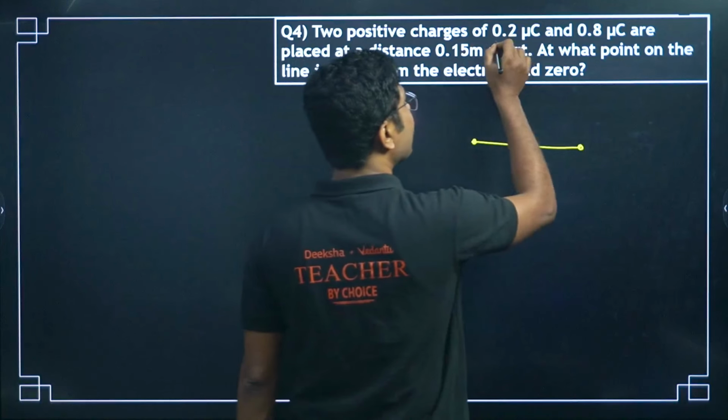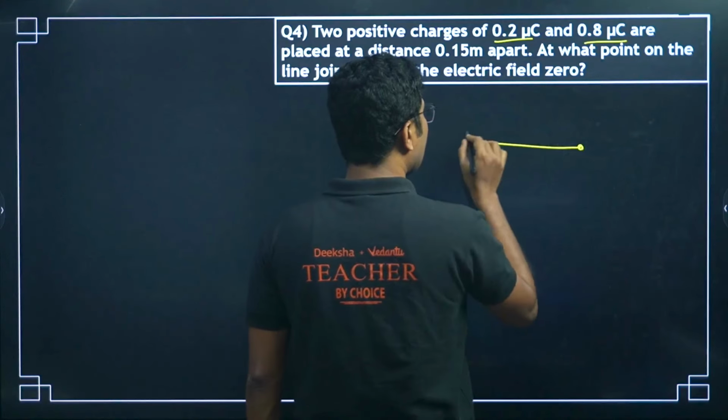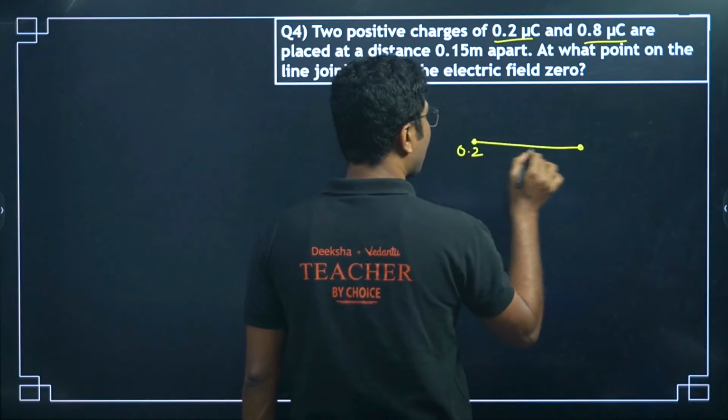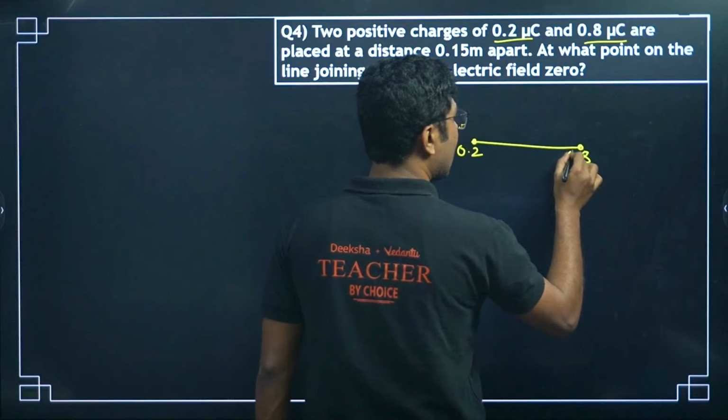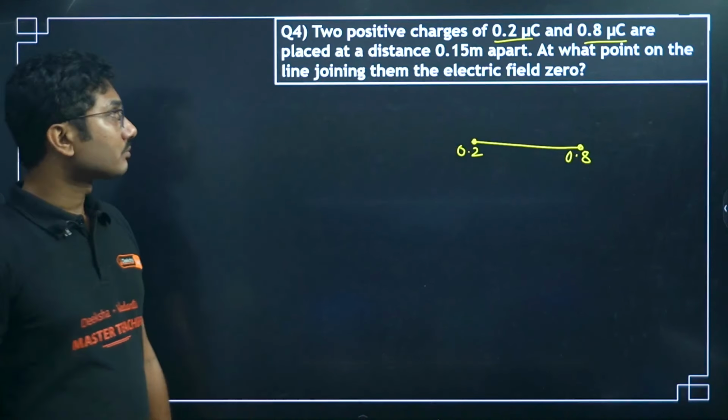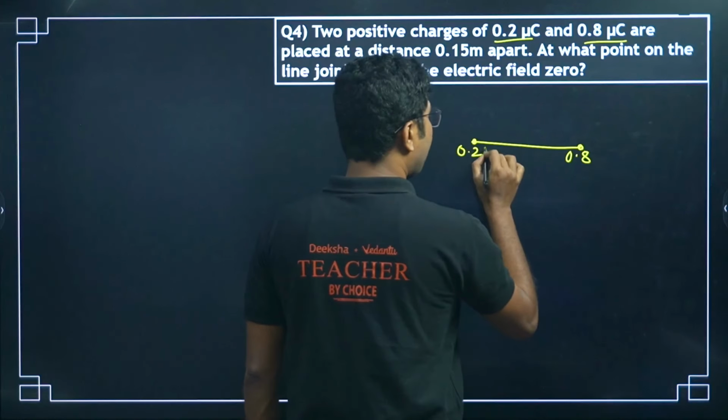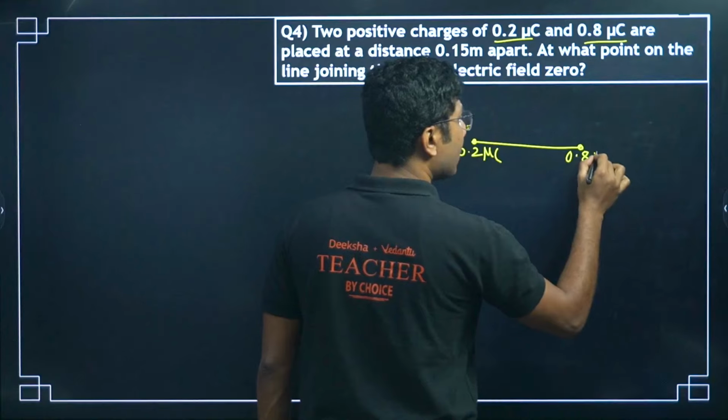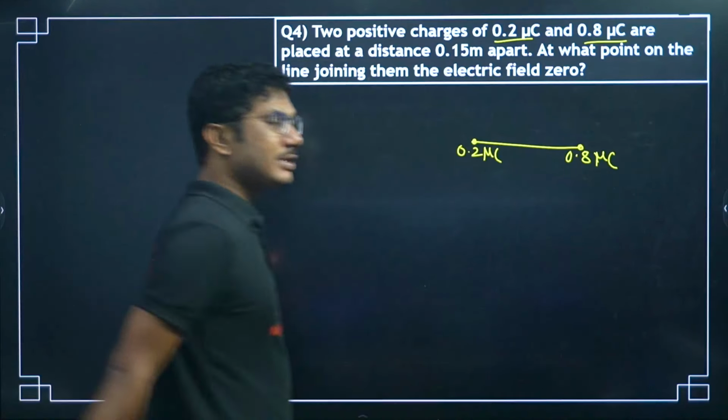So, here we have two charges, 0.2 and 0.8. One charge is 0.2, another charge is 0.8. Now, both charges are positive and in microcoulomb. It is not nanocoulomb. By the way, the previous problem was in nanocoulomb. This problem is in microcoulomb.